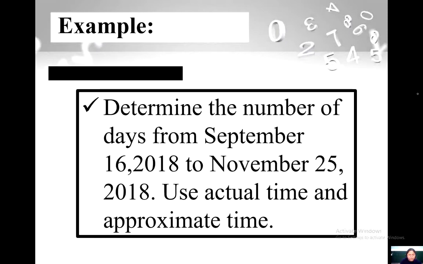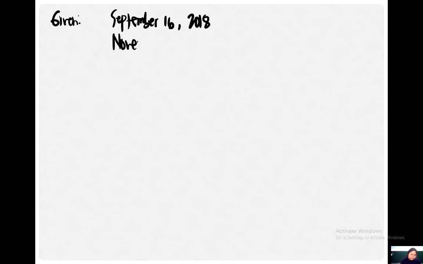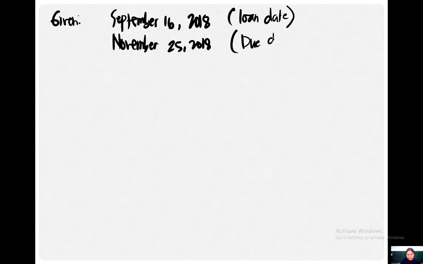Okay, so let's have an example. We are going to determine the number of days from September 16, 2018 to November 25, 2018. Take note, our condition is we are going to use the actual time and the approximate time. Okay po. So let's list down our given. September 16, 2018 from November 25, 2018. So September 16, 2018, this is our loan date. This is the loan date. So November 25 is the due date. Okay po. Always label it, class, para alam nyo kung ano yung mga yan.